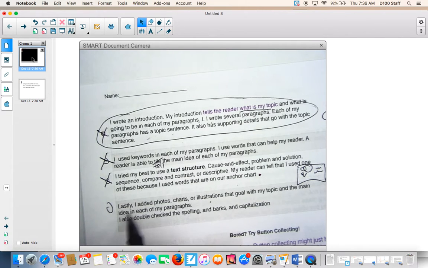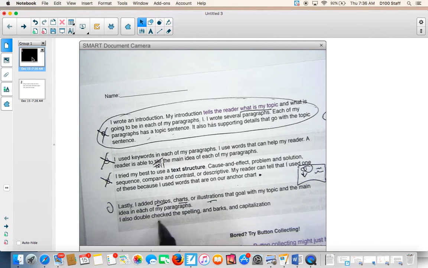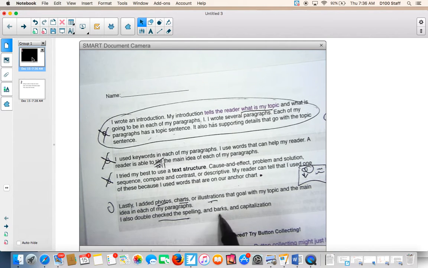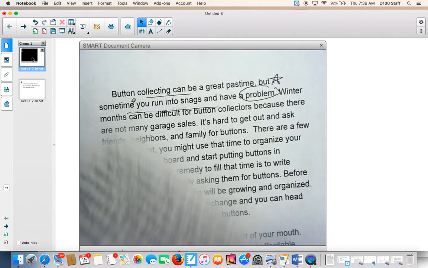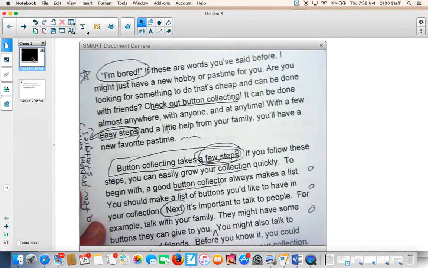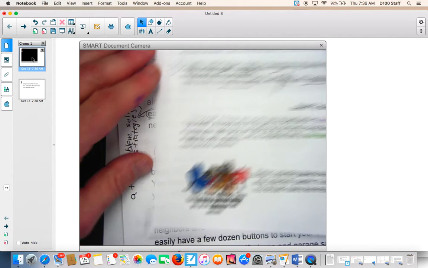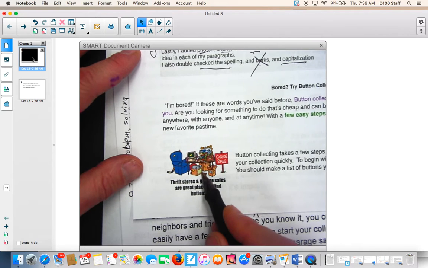Lastly, you're going to go and make sure you do this lastly, because this is not the most important thing. Add photos, some charts, illustrations, check your spelling, capitalization. So I'm going to go back through my paper. If you notice here on our sample, I did add some illustrations.